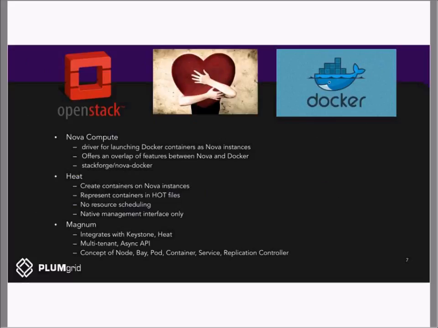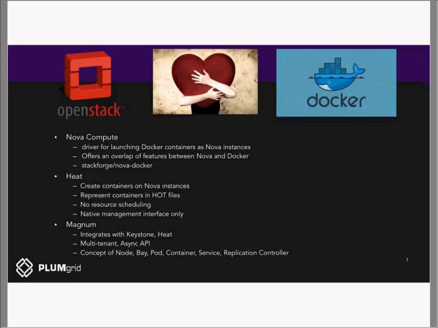So let's talk about the love between OpenStack and Docker. Docker has been part of OpenStack in different shapes and forms. The three main areas where you can use Docker as part of OpenStack today, the first is through Nova. In Nova, Docker works as a compute driver, just like libvirt works in Nova. So you can spin up containers as Nova instances.